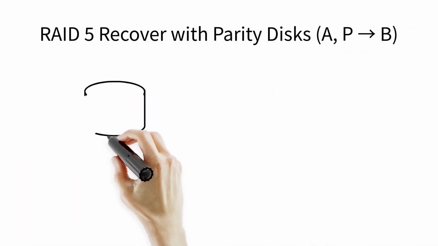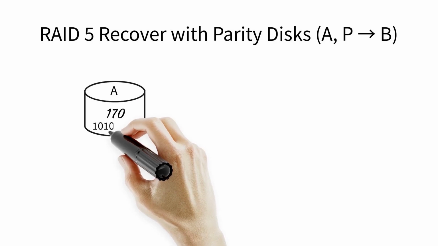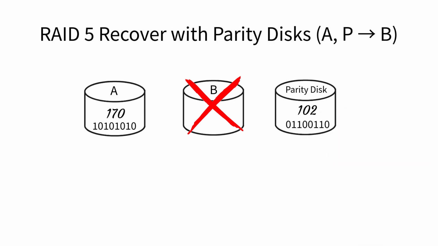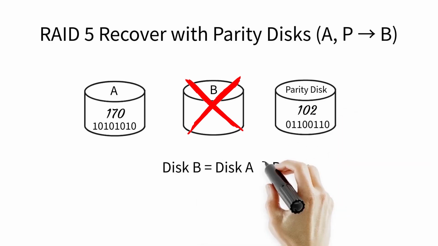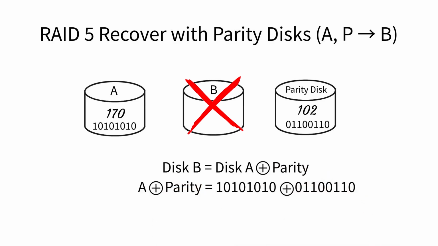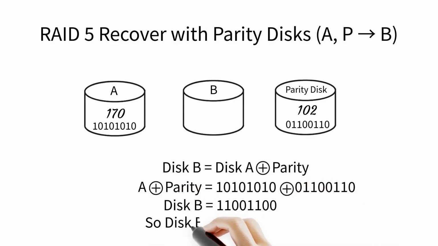Now imagine Disk B fails. Can we recover it? Yes. By XORing the data on Disk A with the parity on Disk C, the controller rebuilds Disk B. 170 XOR 102 equals 204. So Disk B is restored, and the system continues to operate without data loss.